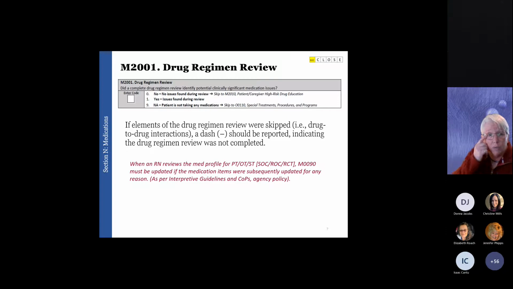And just a reminder here, when an RN reviews the med profile for any of the therapies, which apparently is per the COPs, but we all ignore it, M0090 must be updated if the medication items were subsequently updated for any reason. So if the medication items had to be updated because of that med profile review, and maybe a call had to be made to the doctor by someone in the office, and teaching had to be done, whether it's over the phone, whatever, and it wasn't done till the next day, then that M0090 date has to be updated, and of course that information communicated back to the clinician who completed that OASIS.